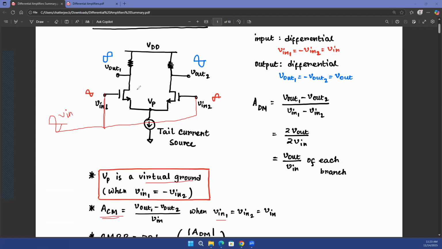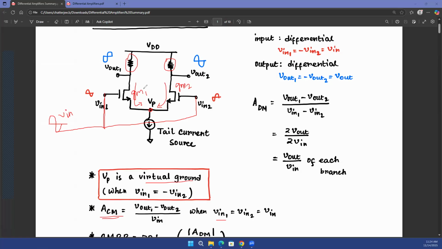Why? Because the GM of these two transistors, let's say this is GM1 and this is GM2, they may not be exactly equal, which means that the currents they create over here and over here are not equal. If those two currents are not equal, they do not cancel each other out. That means this point VP is not at AC ground. Similarly, this RD1 and RD2 may also not be equal to each other. There could be a small difference in RD1 and RD2. And the current itself is not equal on the left side branch and the right side branch.